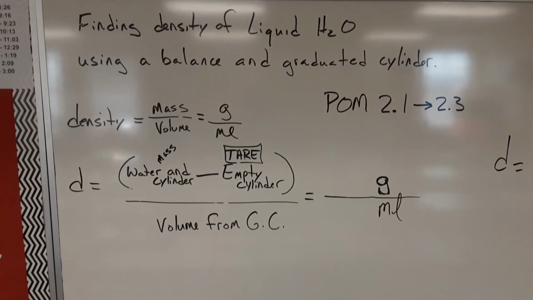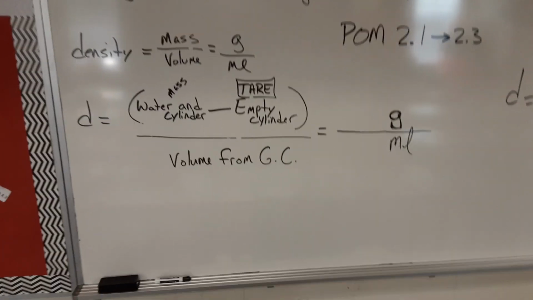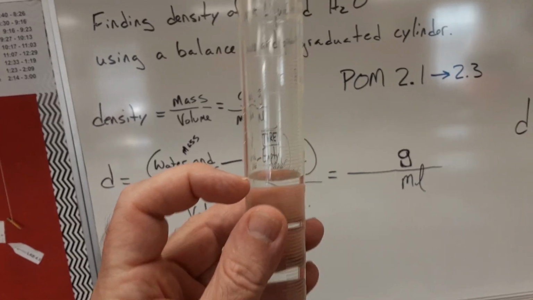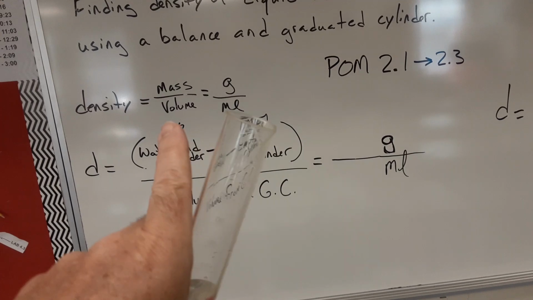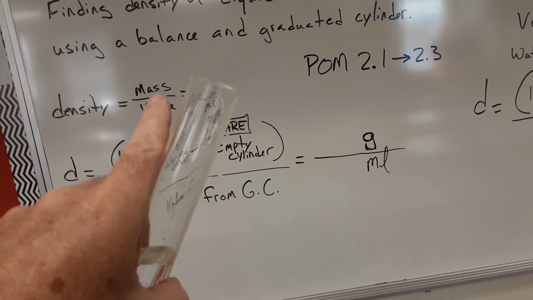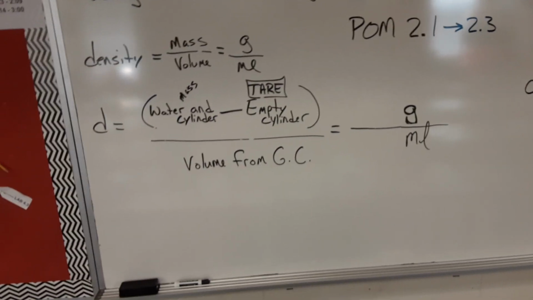So in 2.1, we found the density of liquid water using a balance and a graduated cylinder. You used a graduated cylinder to find the volume of a liquid. So the volume would go on the underside of this simple calculation. Density equals mass divided by volume. The volume in this case was measured in milliliters.